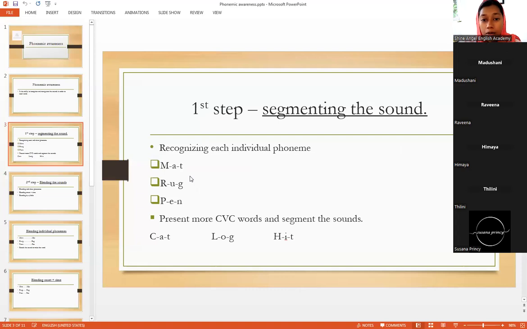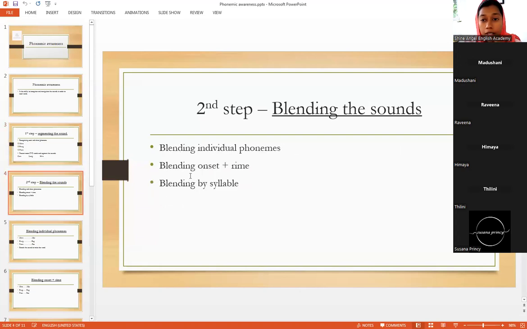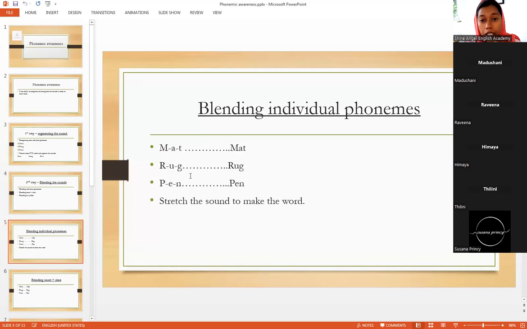First step is segmenting the sound. Segmenting means getting the child to recognize each letter and the sound. The other one is blending the sound. The second step means you join the sounds of the letters and ask the child to read. In this you have three types: blending individual phonemes, onset and rhyme, and blending by syllable. Individual phoneme means you identify each letter sound, stretch it and join it, and then you can make the word.